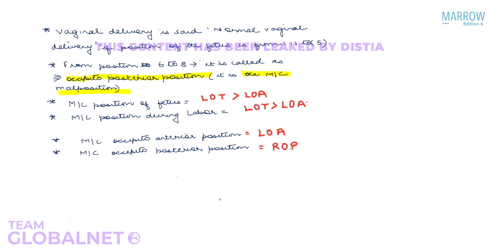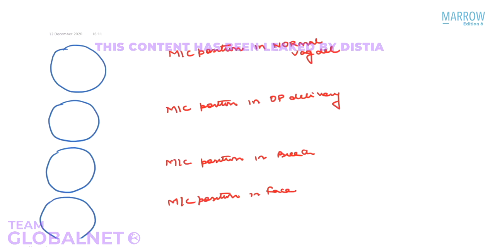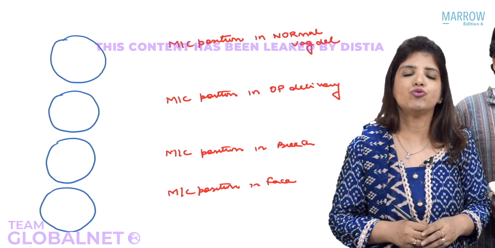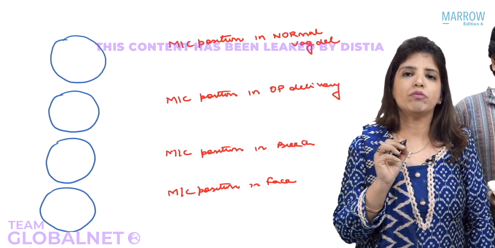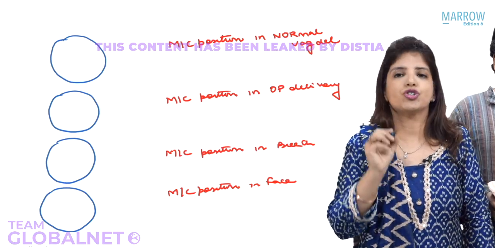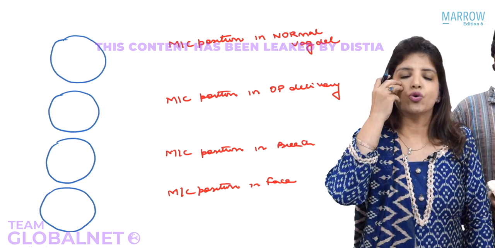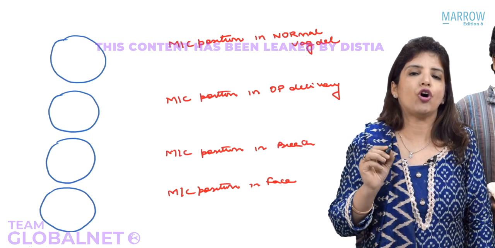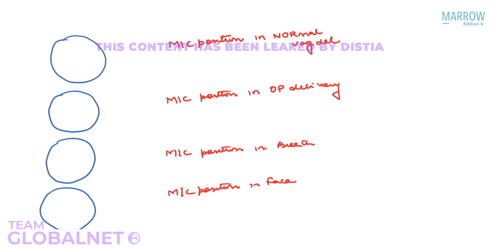Occipito-posterior position, right? Now, before we go any further, I want all of you to make 4 circles, right? And in these 4 circles, we are going to mark only that position which is most common. Right? So, in the first circle, you have to mark the position which is most common in vaginal delivery. So, just now I told you the position which is most common in vaginal delivery is LOT. Right?